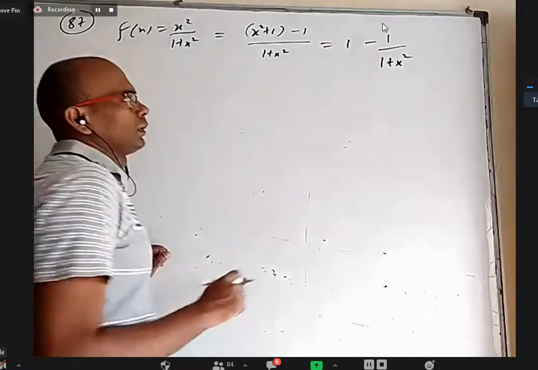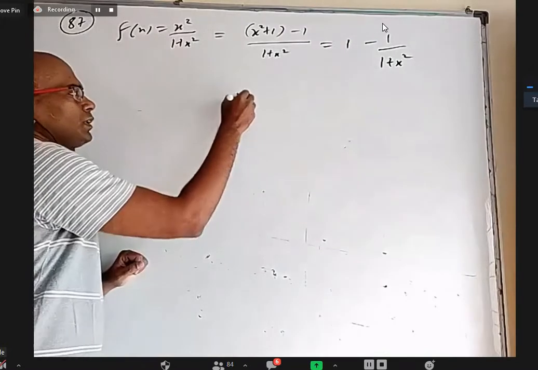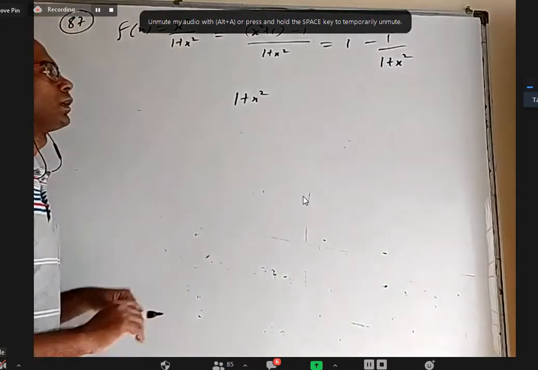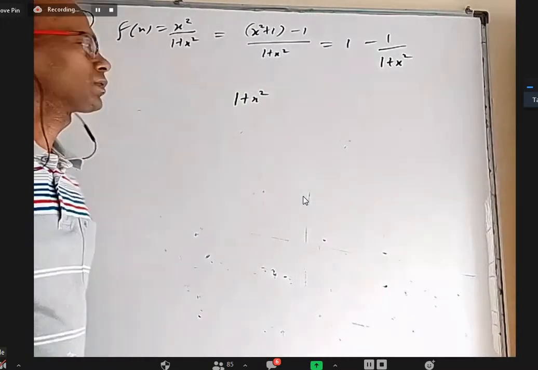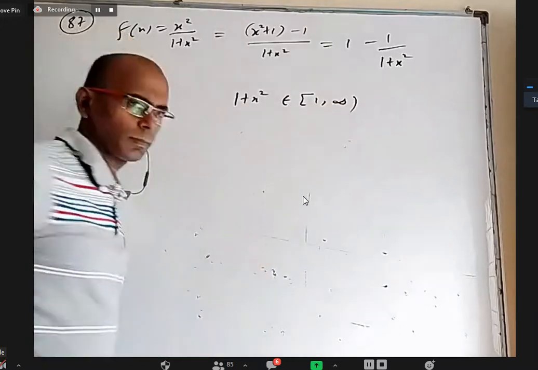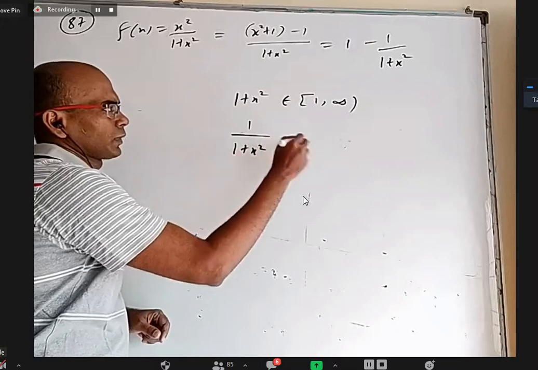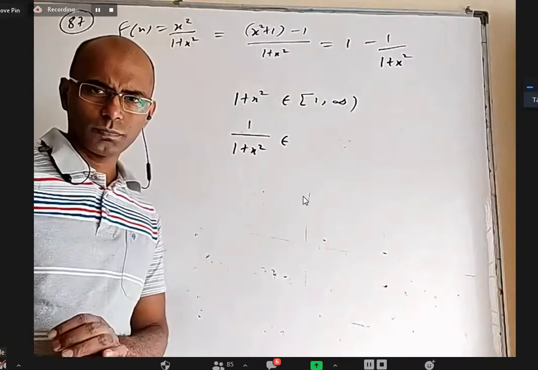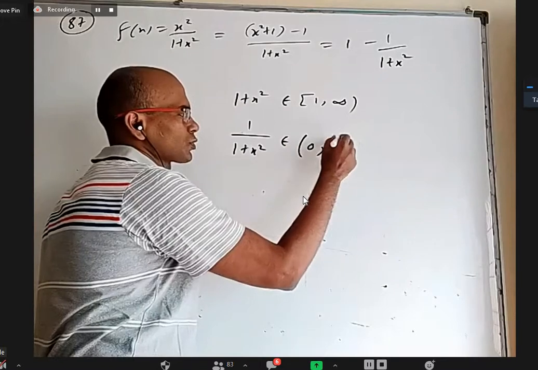Okay. Now, if you take only 1 plus x square, what is the range of only 1 plus x square? 1 to infinity. Closed 1 to open infinity. If you take the reciprocal of that, 1 by 1 plus x square, you take anything from closed 1 to infinity and take the reciprocal, the values will be between what and what? 0 and 1. Open 0 to closed 1.